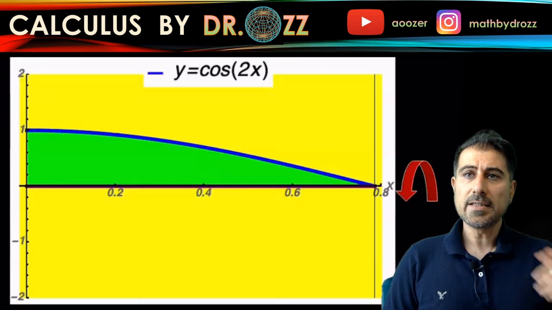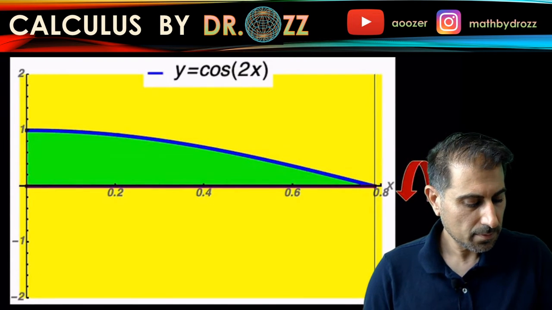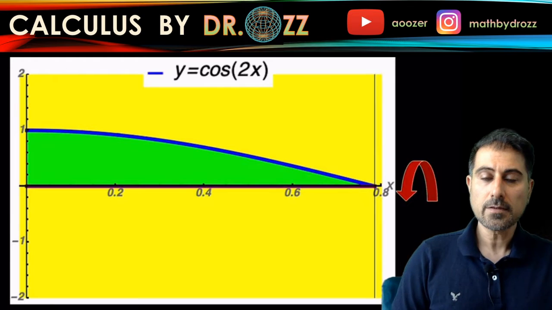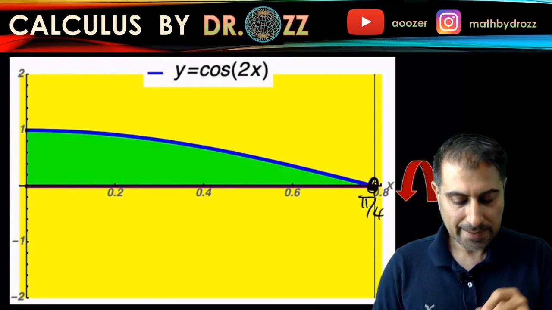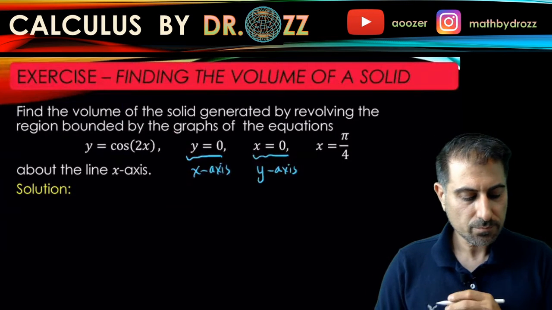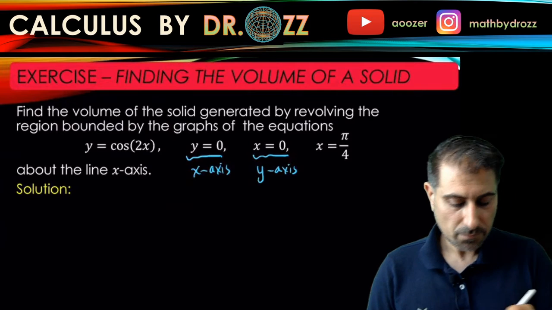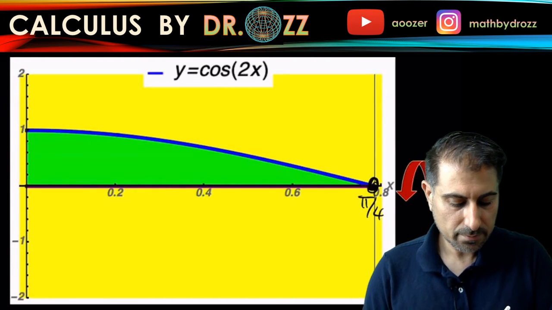This is exactly what I got, and this point is pi over 4, by the way, with the vertical line. We're going to revolve this region about the x-axis. Here we go. I'm going to revolve this region about the x-axis. Well, this is probably what you're going to get. So let me just graph that.